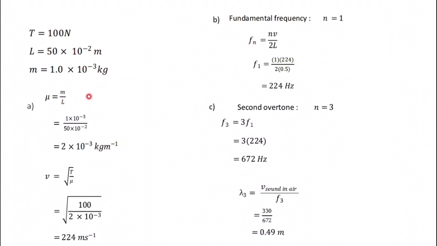So before we find the v, we have to find the mu. By using this formula, we can find the mu. So substitute the m and the L in this formula and we can get the mu, 2 times 10 to the minus 3 kg m minus 1. So we can proceed to find the v by using this formula and substitute the T and mu. Then we can get the v, 224 m s minus 1.